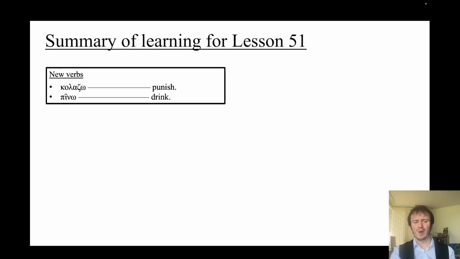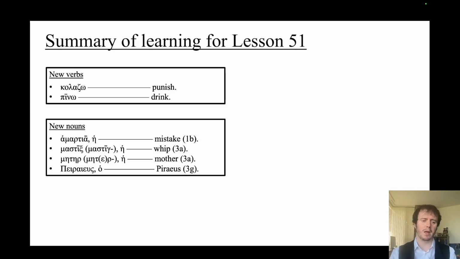Now, we have also learned some new vocab today, other than the two main words that we focused on. We've learned two new verbs, namely κολάσδω, meaning punish, and πίνω, meaning drink. In addition, we've learned 4 new nouns. Hamartia, meaning a mistake. In the New Testament, that word means sin, or it can mean sin, at least. It's the word that comes to mean sin in biblical Greek.